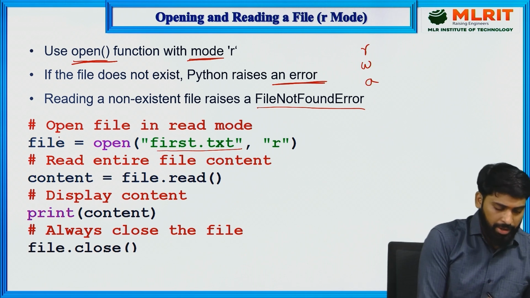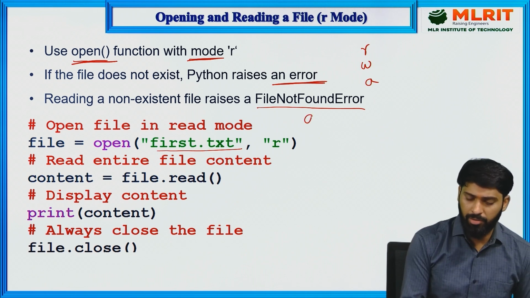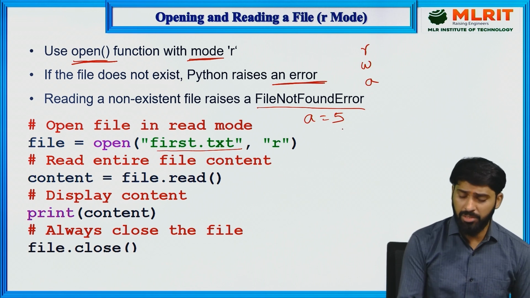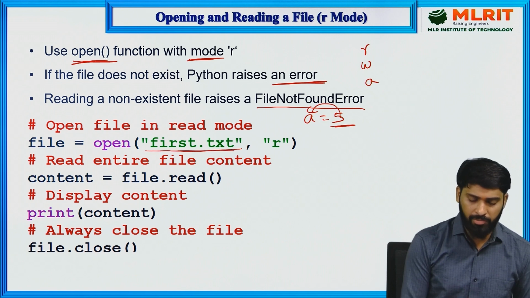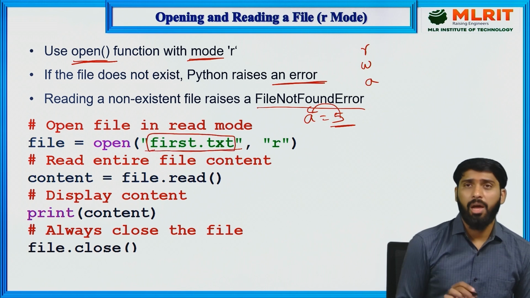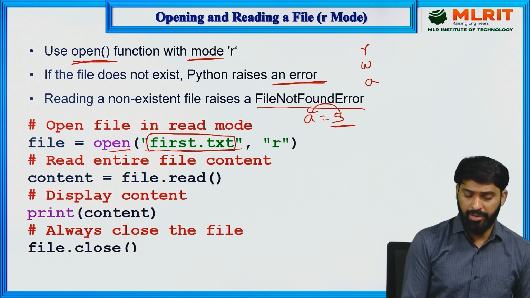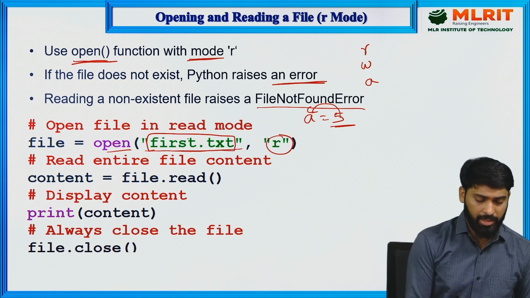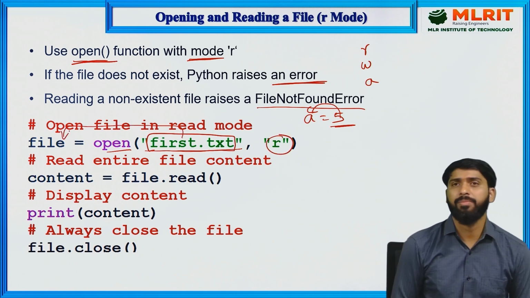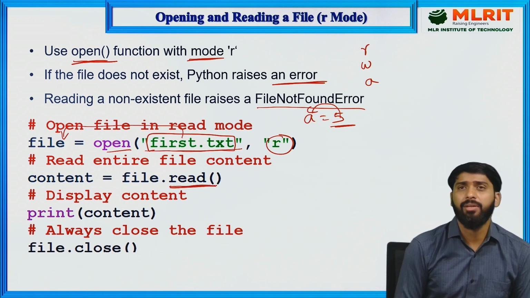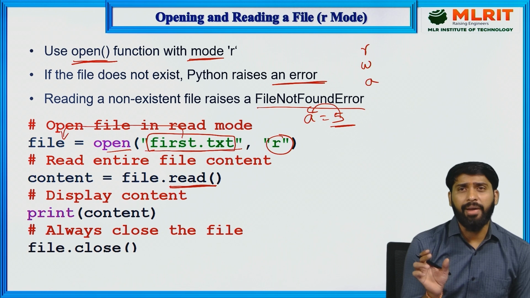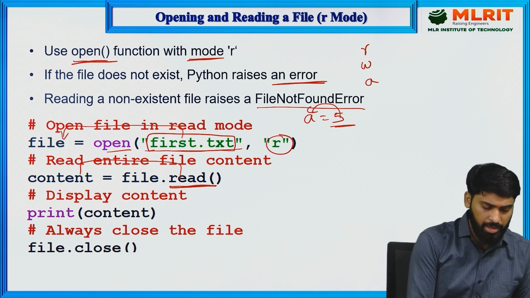Use a variable. Normally we write a equals 5, which is the content I want to assign to the variable a. Similarly here also, this is first.txt. I am opening it in reading mode and assigning this to the variable file. That's it. Now by using the read function, I read the entire content of the file and store it in a variable content.